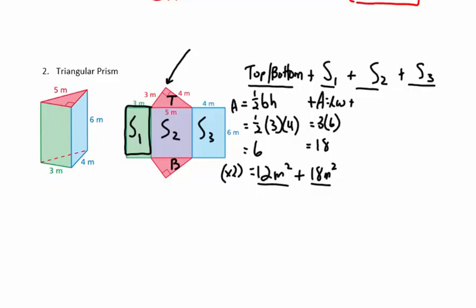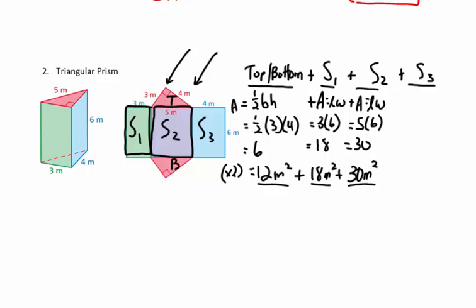Side 2 is in the middle there, the purple one. That's 5 by 6. And if we get in the habit of writing the formulas down every single time, then when it comes time to memorize them, you'll already have them memorized. And again, there's only one side that's that big, so we just bring it down. It's 30. And side 3 is the blue one here. It's 4 by 6.